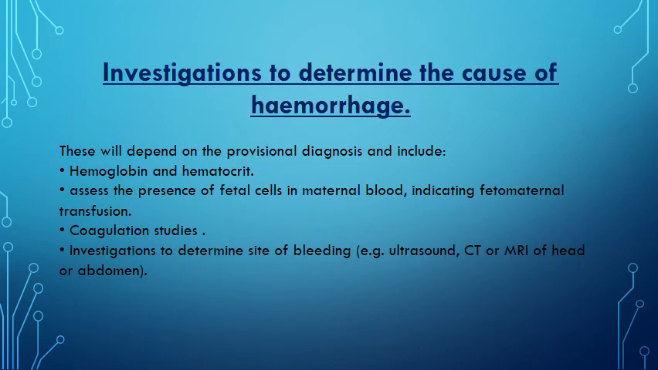Investigation to determine the cause of hemorrhage will depend on the provisional diagnosis and include hemoglobin and hematocrit, assessing the presence of fetal cells in maternal blood indicating feto-maternal transfusion, coagulation studies, and investigations to determine the site of bleeding like ultrasound, CT, MRI of the head and/or abdomen.